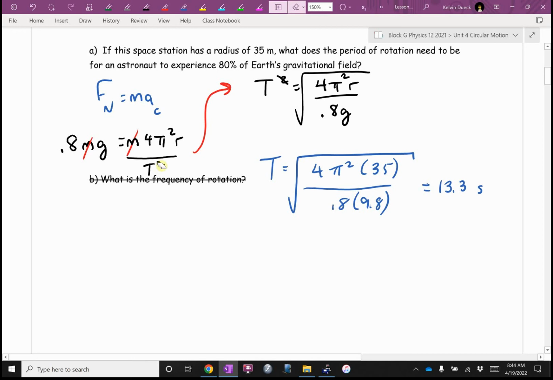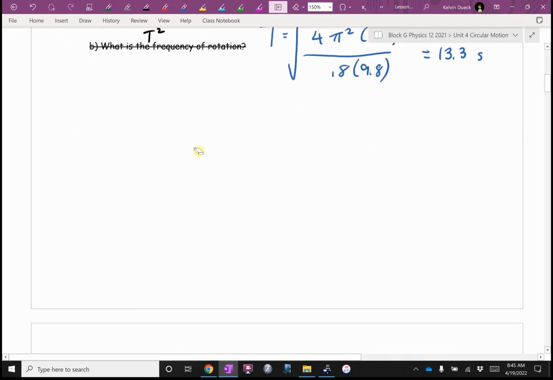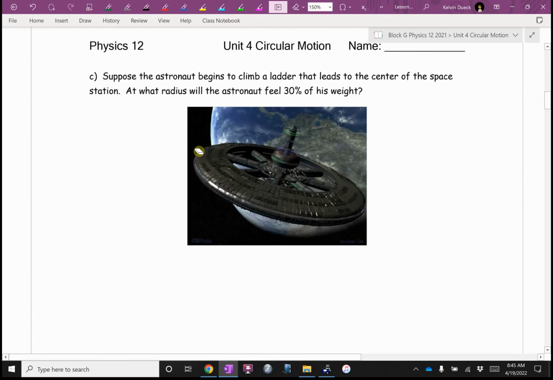What about if the radius got smaller? What if there was a ladder leading to the center of the spaceship? As you climbed the ladder, well, that's a good follow-up question. Part B. Suppose the astronaut begins to climb a ladder that leads to the center of the space station. At what radius will the astronaut feel 30% of his or her weight?